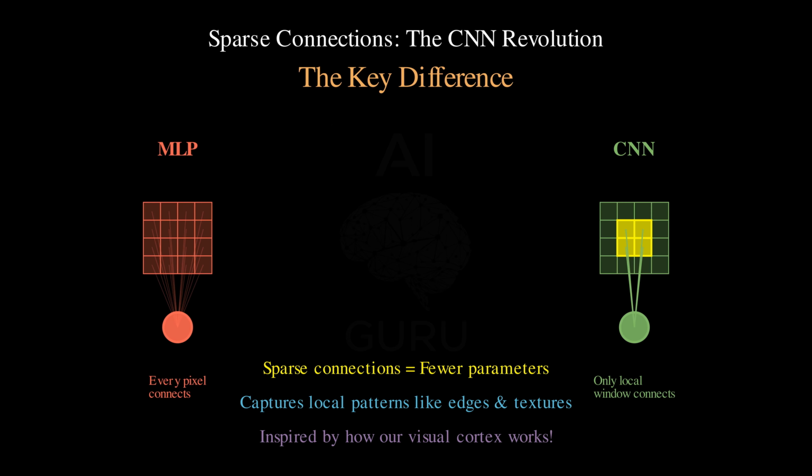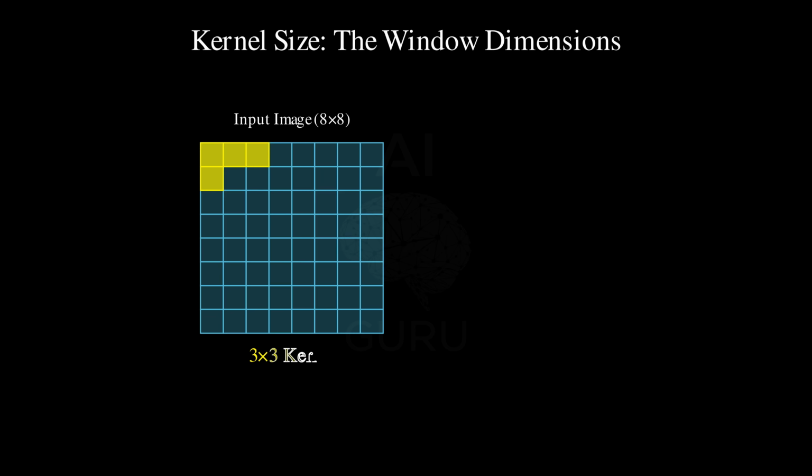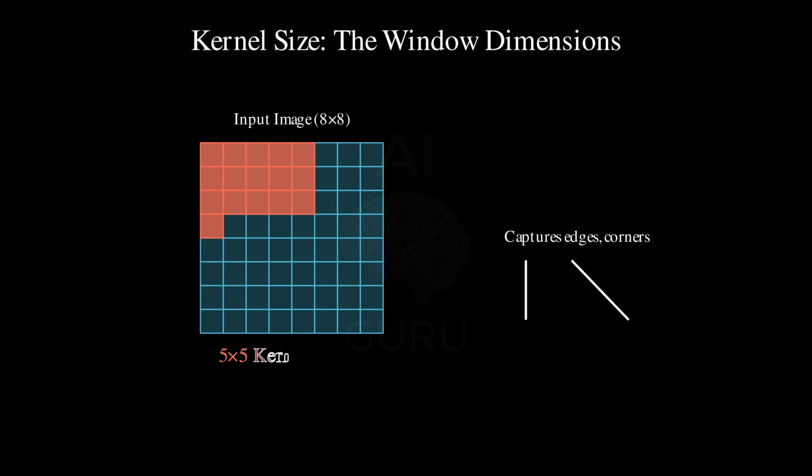What are the key parameters that control that window? There are 3 main ones. First is the kernel size, or filter size. That's the dimensions of the window itself. It's usually really small, maybe 3 by 3 or 5 by 5. Small enough to just capture, say, an edge or a corner.